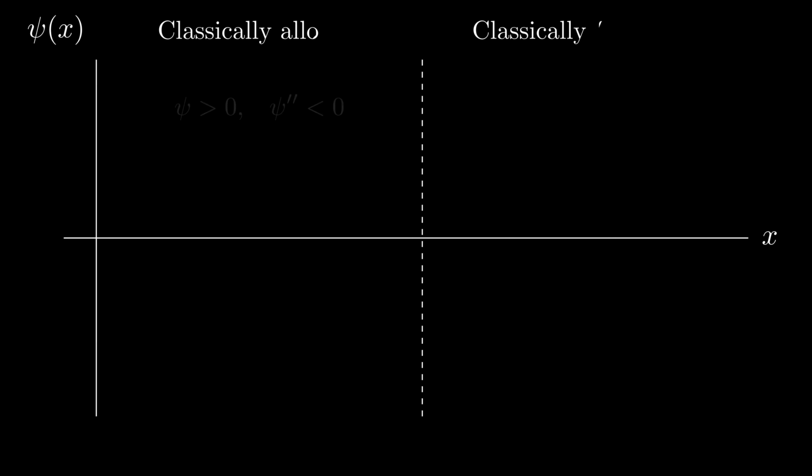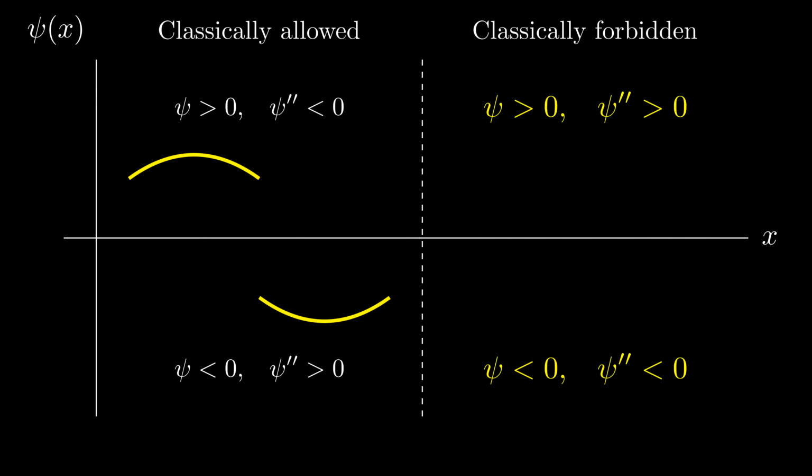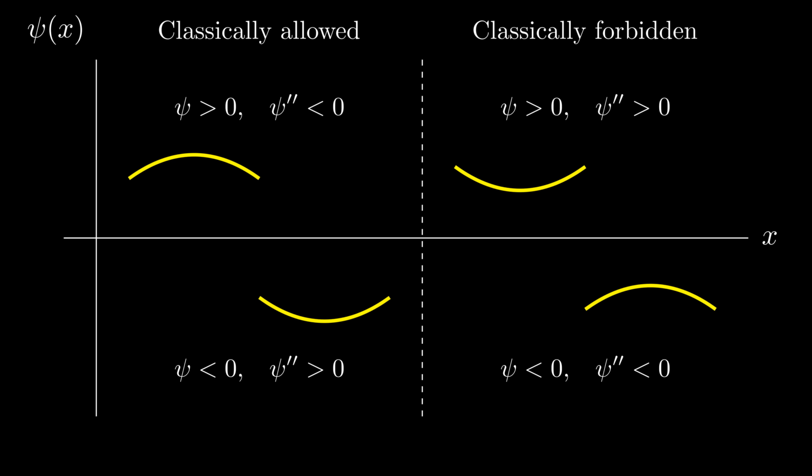In the allowed regions, psi and its second derivative have opposite signs. This means the wave function curves toward the x-axis, creating oscillations. In the forbidden regions, psi and its second derivative have the same sign. This causes the wave function to curve away from the x-axis, leading to exponential decay or growth. Here's where it gets interesting.